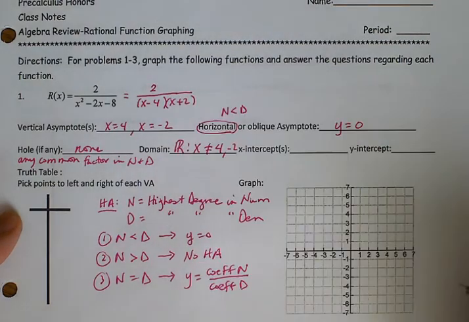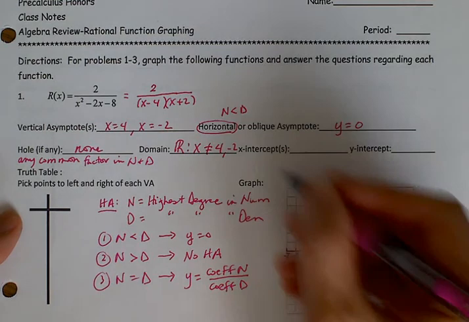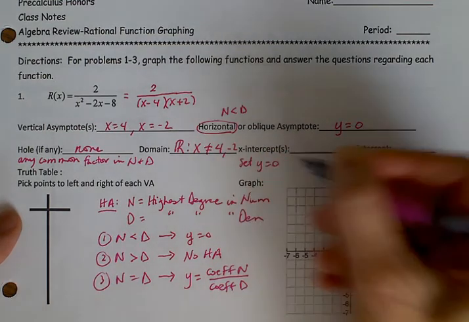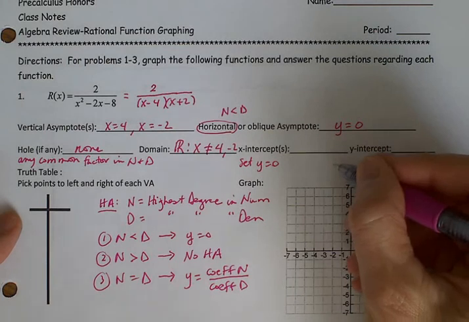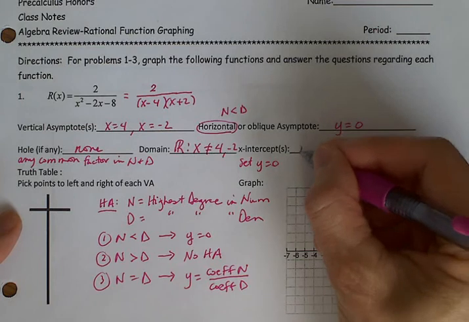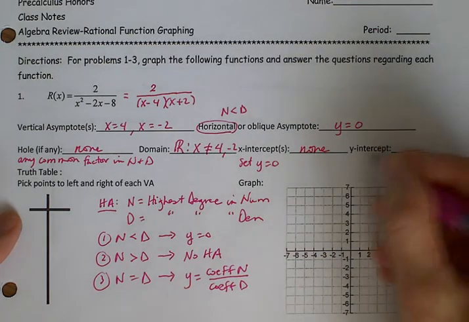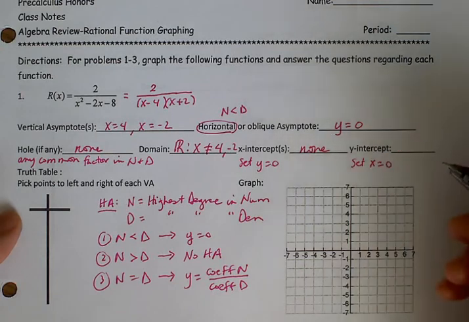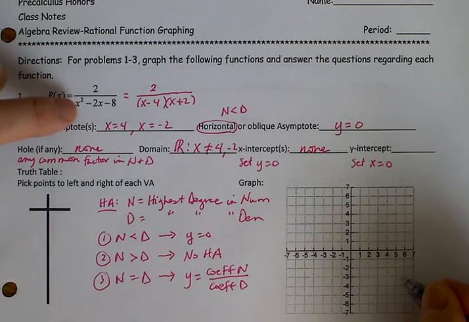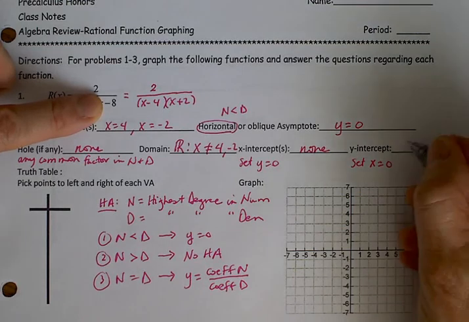You find the x-intercepts by setting y equal to 0. In this one, if you set y equal to 0, the 2 can never be 0, so there are none. For the y-intercept, you set x equal to 0. It's easiest if you just cover up the x terms, here's an x and here's an x. I just cover these up, so then I have the y-intercept at negative 1/4.